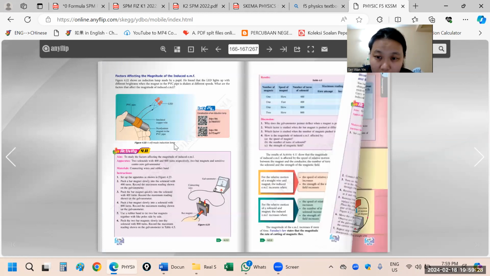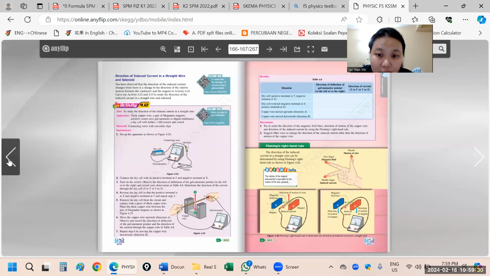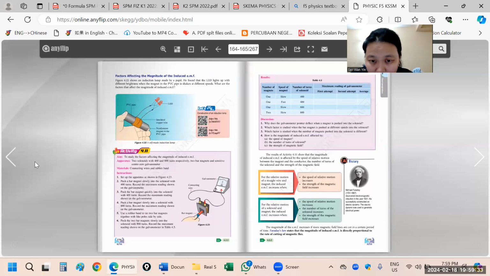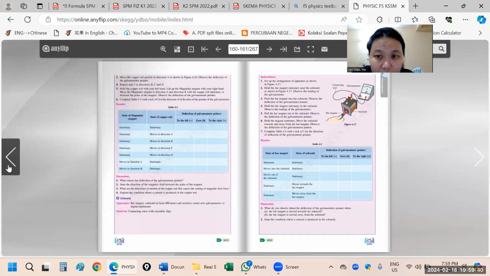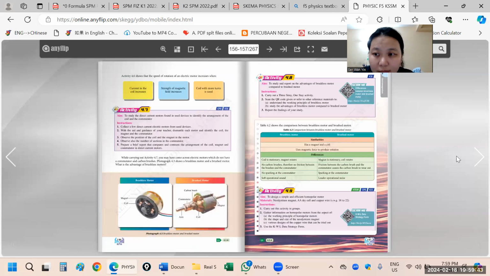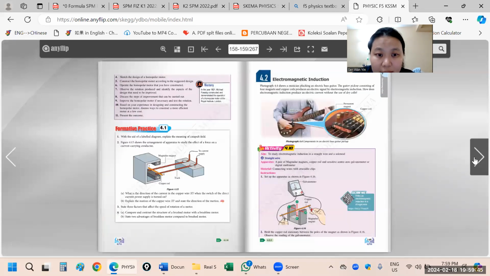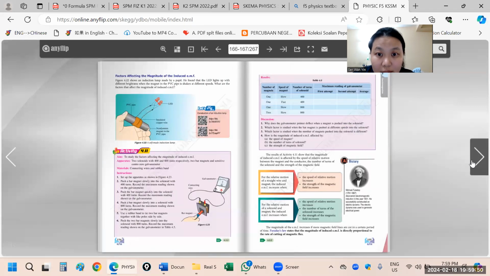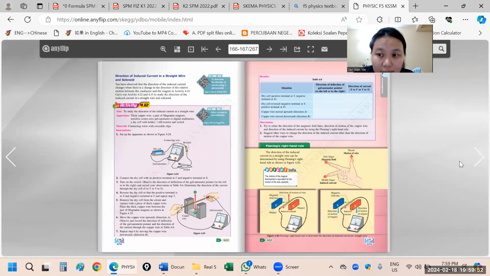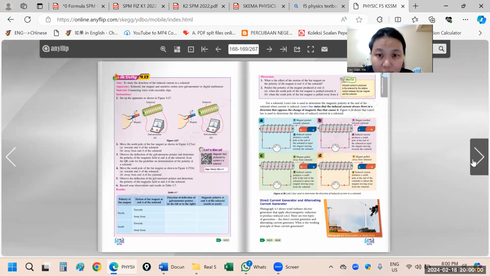Lens, look. Lens. This is Faraday. Lens. Lens, lens, lens, lens, lens, lens. Lens lock here.